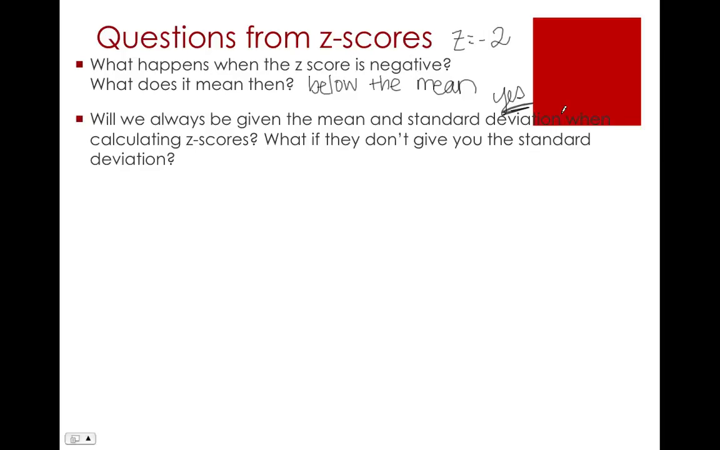But generally speaking, yes, you will be given the mean and standard deviation or enough to get the mean and standard deviation. For example, I could give you the actual data. You could put the data in the calculator, use the calculator to find the mean and standard deviation, and then calculate the z-score. However, it's much more common to be given both.